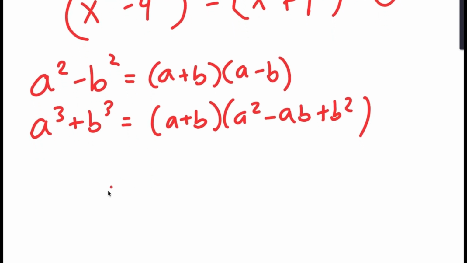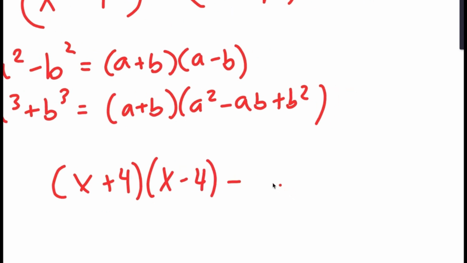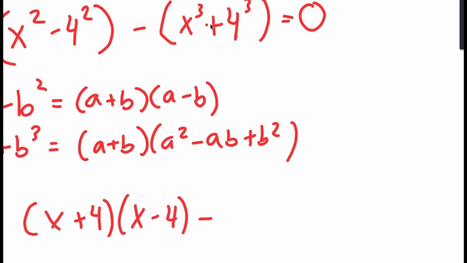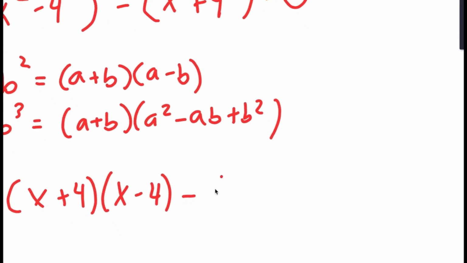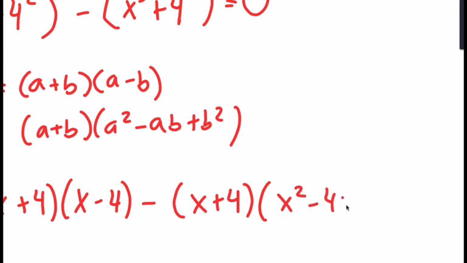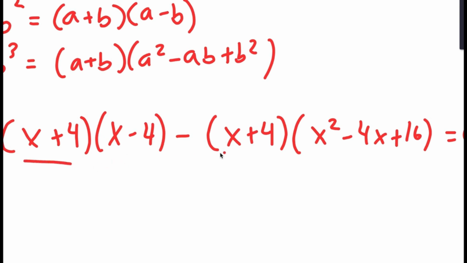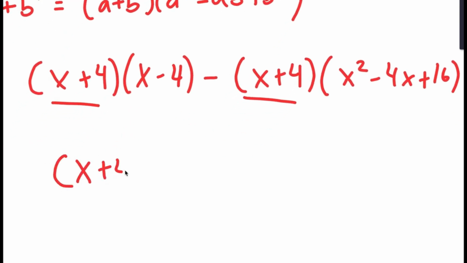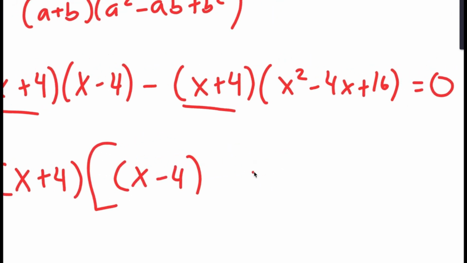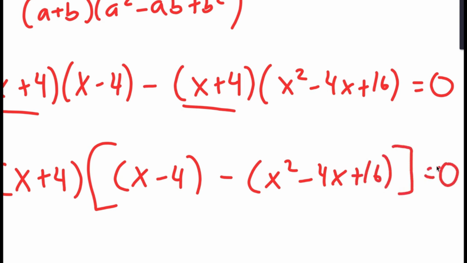So for x squared minus 4 squared, it's going to turn into x plus 4 times x minus 4. I have this minus a to the power of 3 plus b to the power of 3, or in this case x to the power of 3 plus 4 to the power of 3, which is going to turn into x plus 4 times x squared minus 4x plus 16. Now, because both of these terms have x plus 4 in them, I can factor out x plus 4. So I get x plus 4 times x minus 4 minus x squared minus 4x plus 16 is equal to 0.